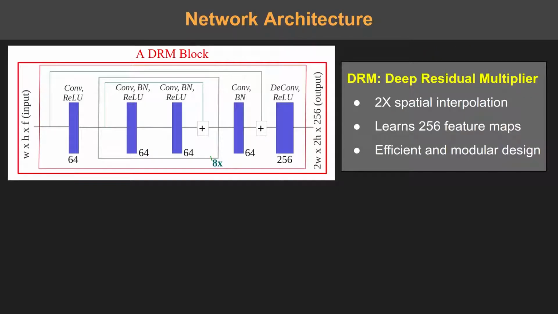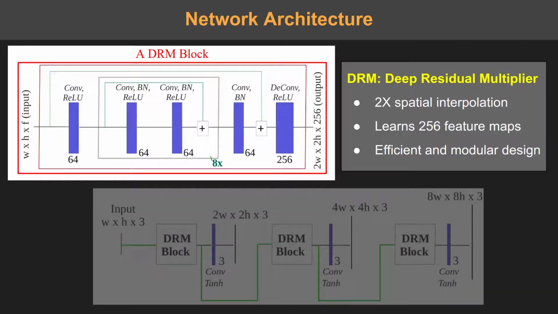Now, let's have a look at the network architecture of our proposed model. The core element of our model is a fully convolutional residual-in-residual model. We denote it as a deep residual multiplier, in short DRM, because it scales the input feature's spatial dimensions by a factor of 2. It consists of 8 repeated local residual blocks within a 3-layer global residual network, which eventually learns 256 feature maps for the 2x interpolation.